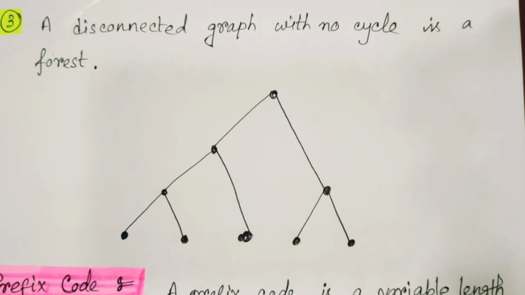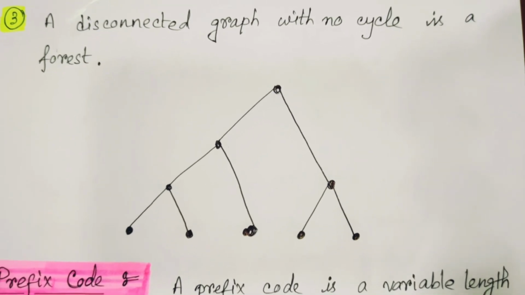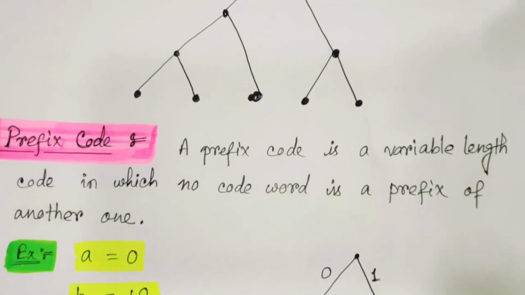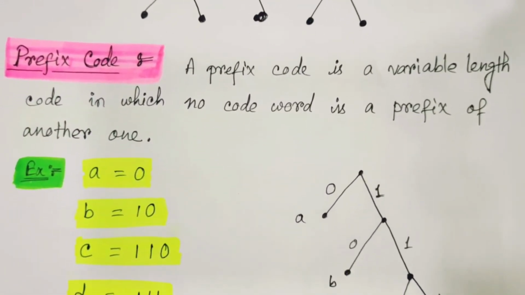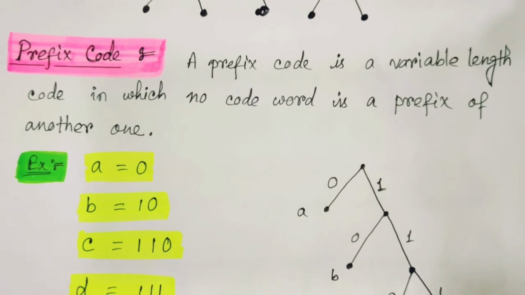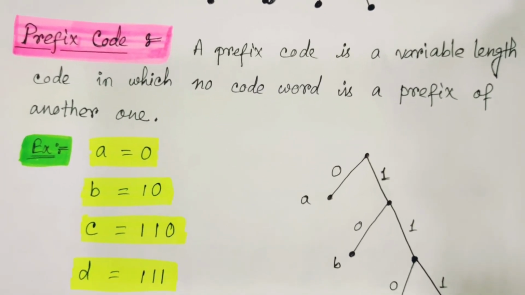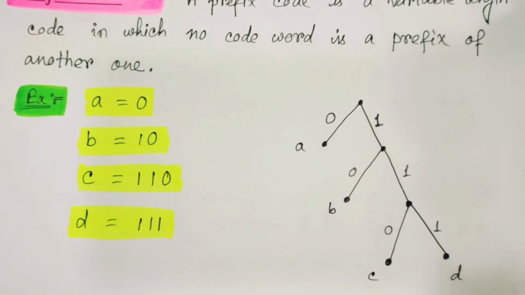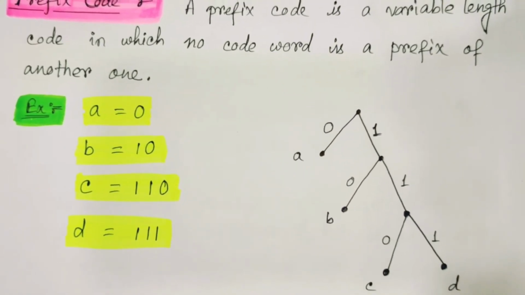Now we come to the point, prefix code. At first, let us do the definition. What is a prefix code? A prefix code is a variable length code in which no code word is a prefix of another one. I hope you can't understand. Me too. So anyway, let us explain this one with an example.